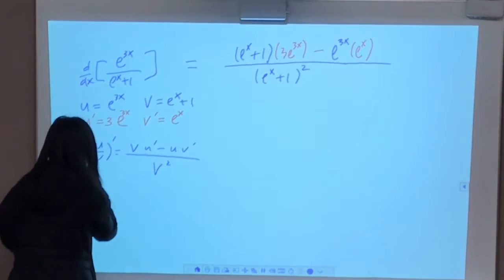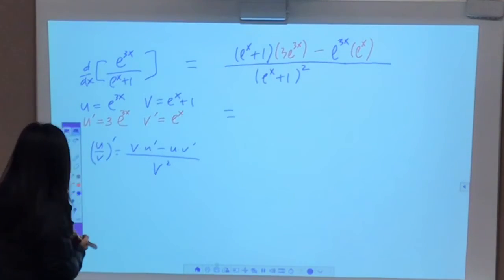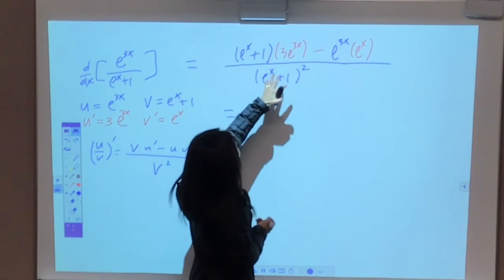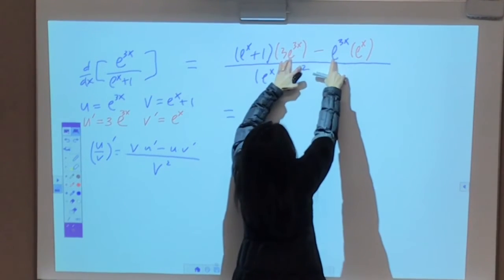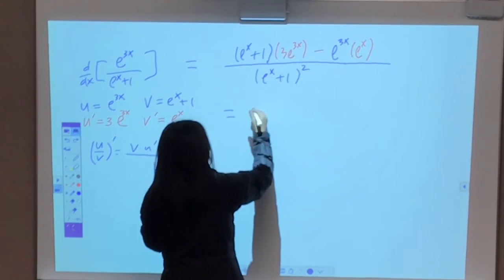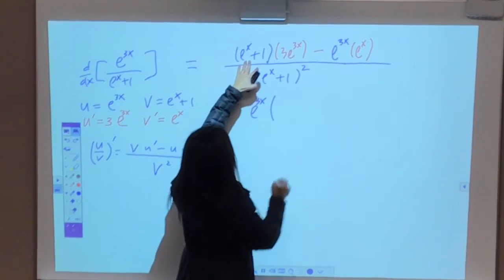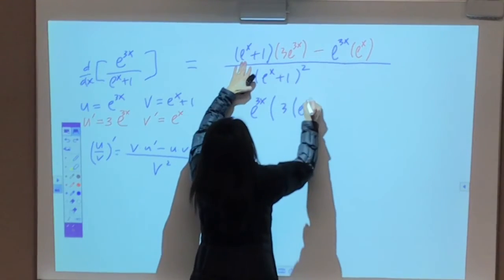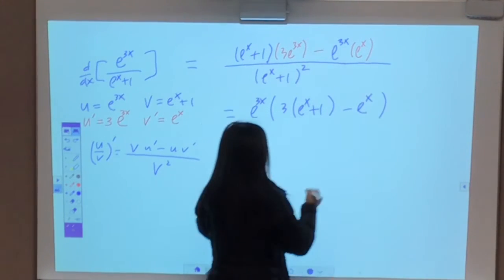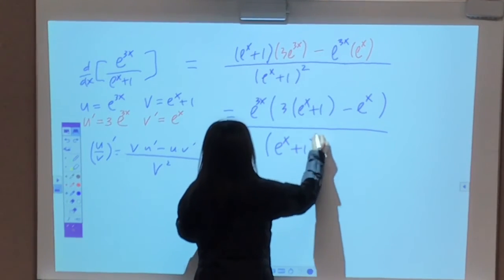All right, so it's easier to combine because it's all e's, okay? So first things first. Does everybody see this one? This and this have what? A common factor. So I'll bring out the e to the 3x in the front. Then I have 3 times e to the x plus 1, and over here, minus e to the x, everything over e to the x plus 1 squared.